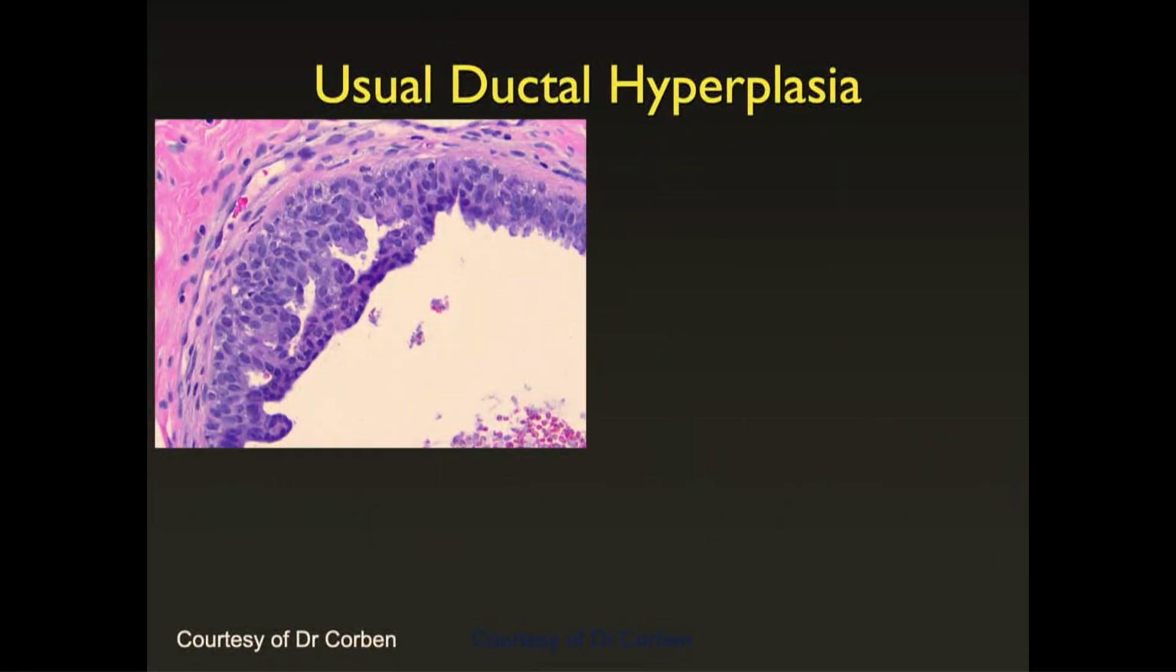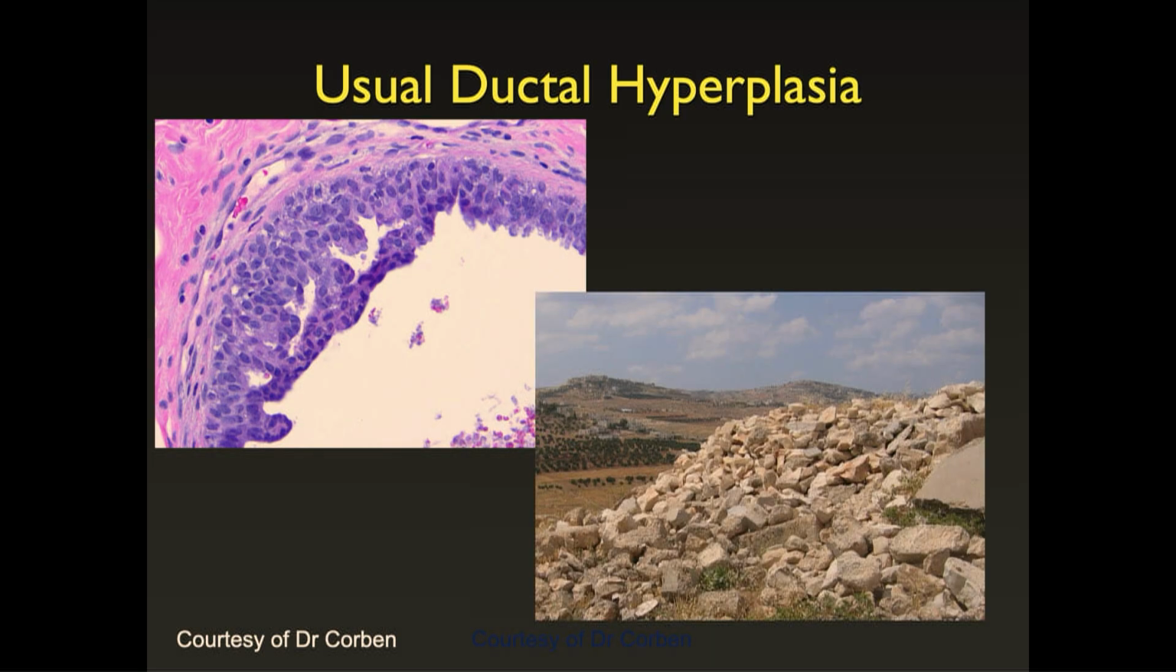So usual ductal hyperplasia is benign, and the way she explained it to me is instead of having that nice single layer of cells, all of a sudden with usual ductal hyperplasia, you kind of have a pile of rocks jumbled on top of each other. Okay, but this is completely benign.